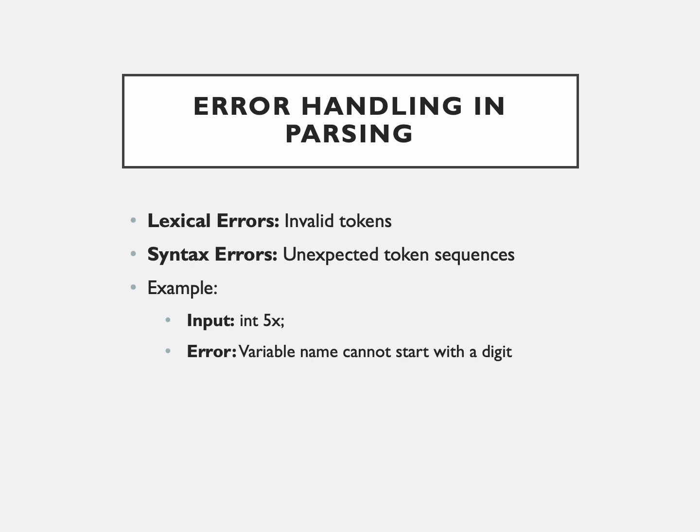Now, why does it matter? Well, effective error handling ensures that the compiler can give meaningful feedback to the programmer, which enables them to correct errors efficiently and improve code quality. So, by handling errors systematically, parsing ensures that even faulty code can be analyzed to some extent, making the debugging process more manageable.